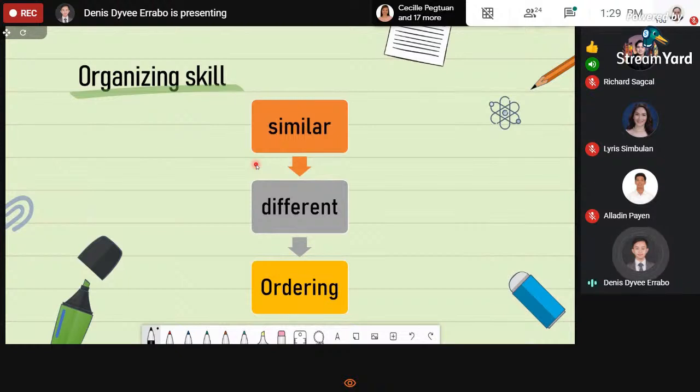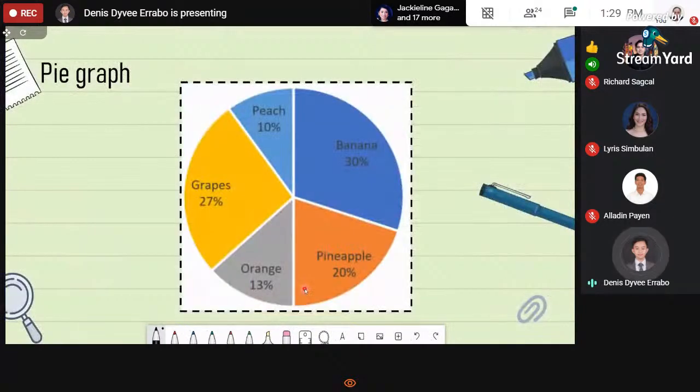So ordinal data requires the ability of the researcher to determine which trait or traits can be similar or different, put together those similar and different, and observe patterns, observe trends, no? And through that, you would be able to determine such order. So one of the classic examples of an ordinal data representation tool is what we call a pie graph.